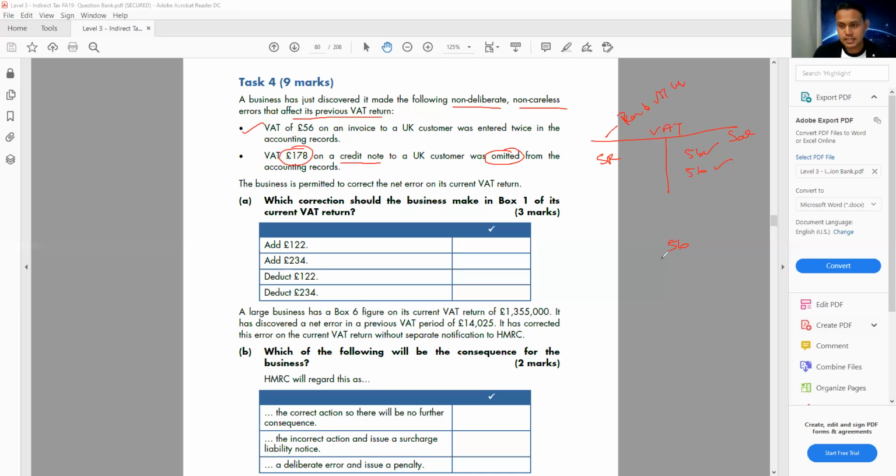So outside this, plus 178. 56 plus 178. How much is it? 234. This 234, am I going to add or deduct? I'm going to deduct, because I already paid 56 extra and I forgot to claim 178. So I have to deduct 234 from the output tax. So I'm going to pay less VAT. I'm going to pay 234 less VAT for this period.